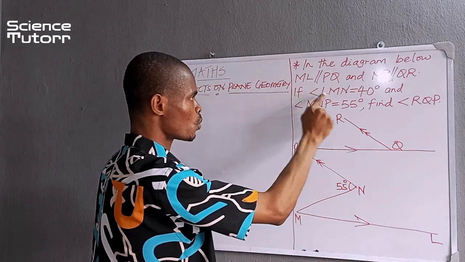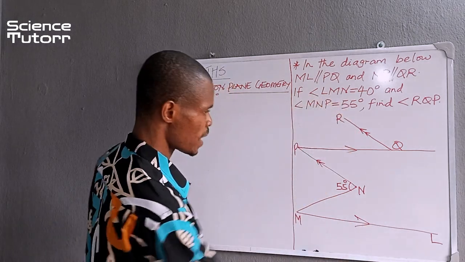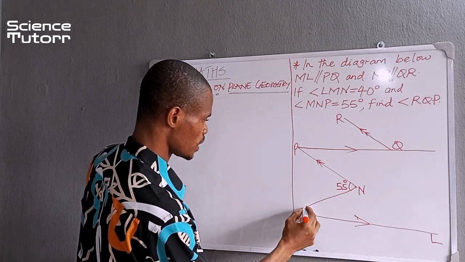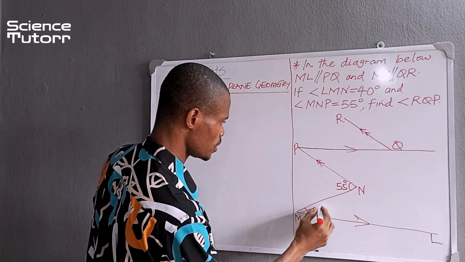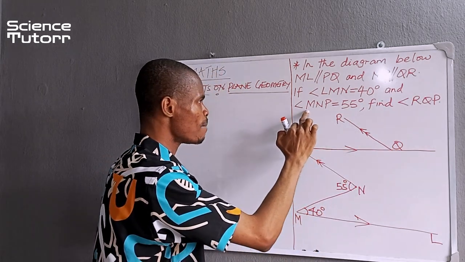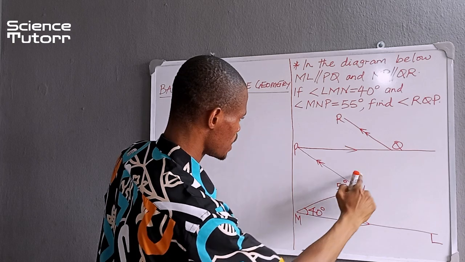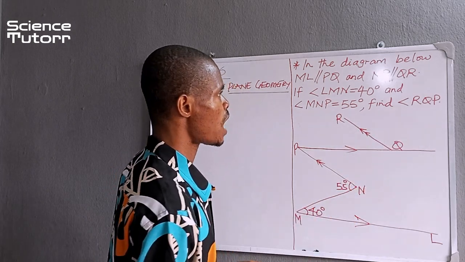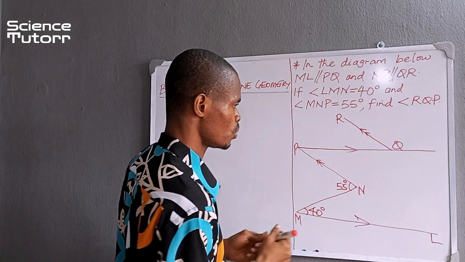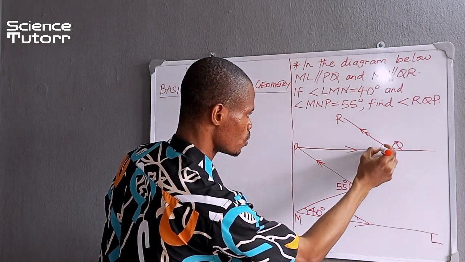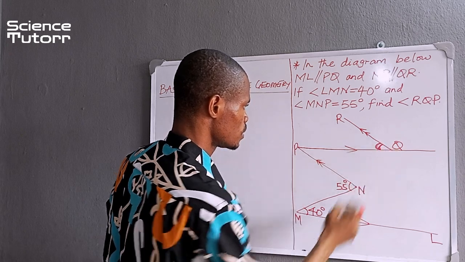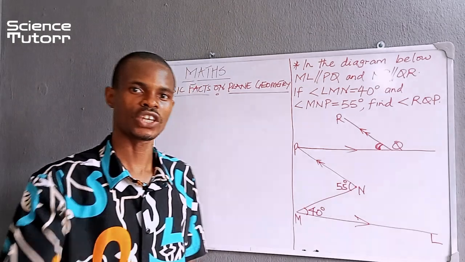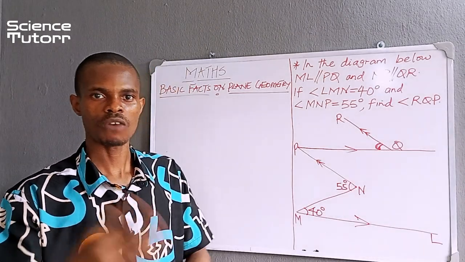We are told angle LMN is given as 40, so the angle here is 40 degrees, and angle MNP, this angle is given as 55 degrees. We are told to find angle RQP. Automatically, this is the angle we are looking for. This angle.